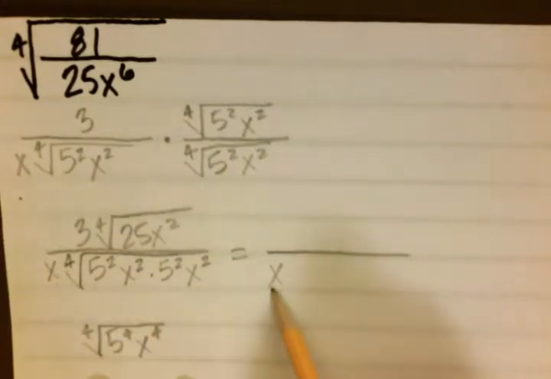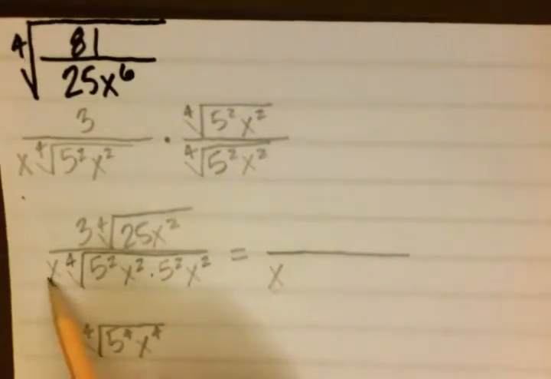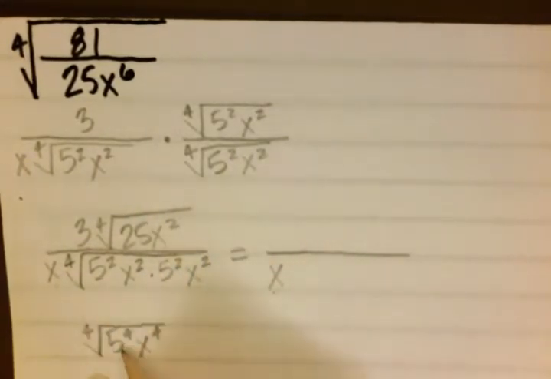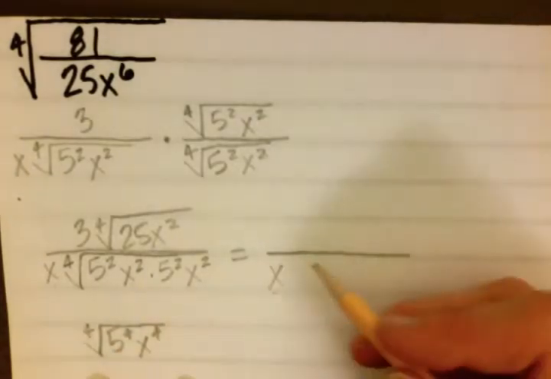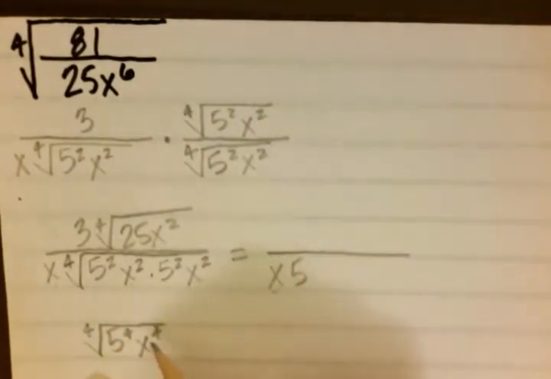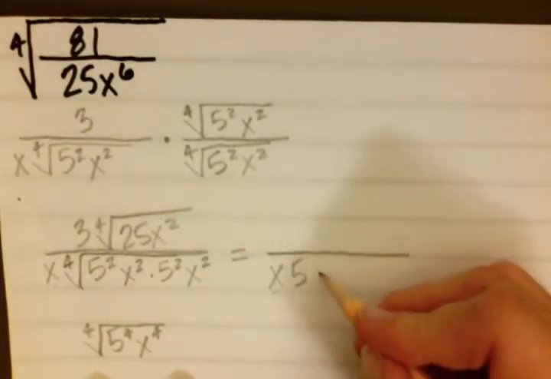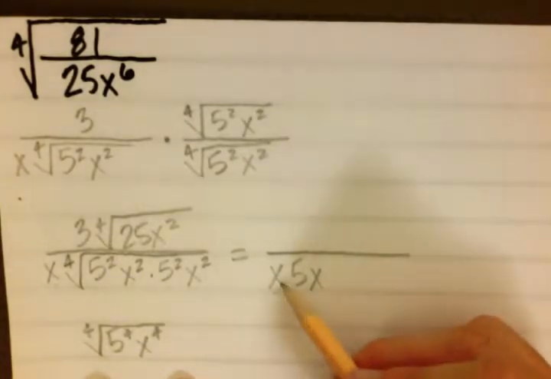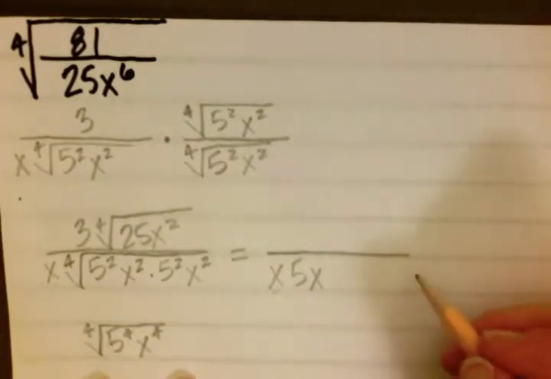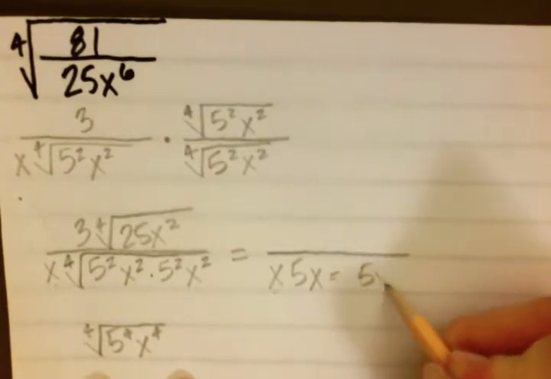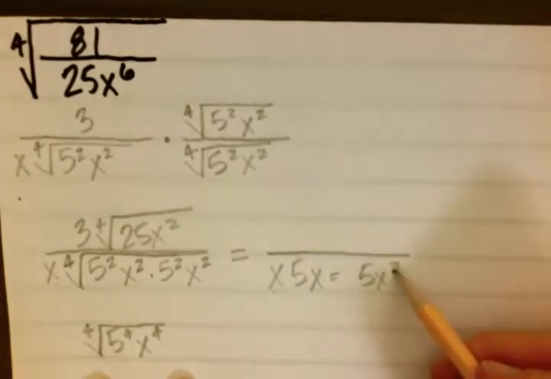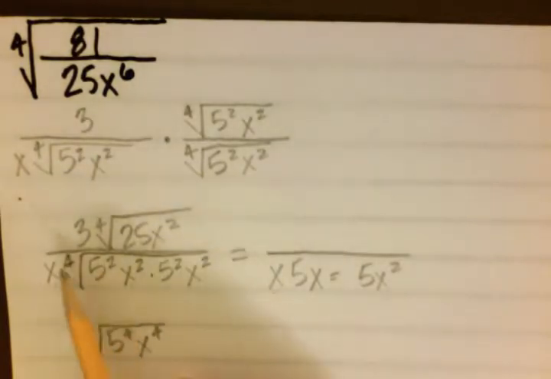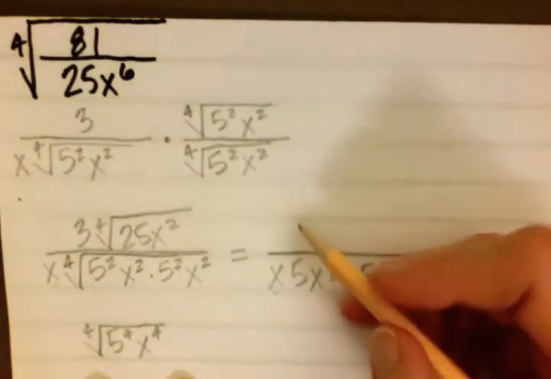Remember, we have our x, so I want to make sure it stays here. So the fourth root of 5 to the fourth is just going to be 5, and the fourth root of x to the fourth is going to be x. Now of course, this gives us just really 5x squared. We have 2 x's here, so that's an x squared. And interestingly enough, our numerator is just going to stay the same. There's not a whole lot more we can do with it.